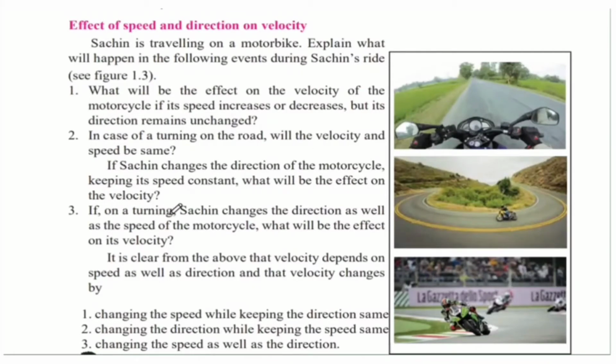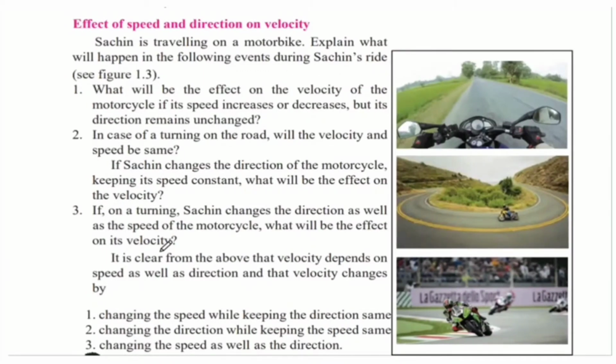If on a turning Sachin changes the direction as well as the speed of the motorcycle, what will be the effect on its velocity? This is what we see in normal life also. When you change direction on the motorcycle when taking a turn, you have to decrease the speed. So here the speed and direction both are changing, and therefore the velocity will also change.